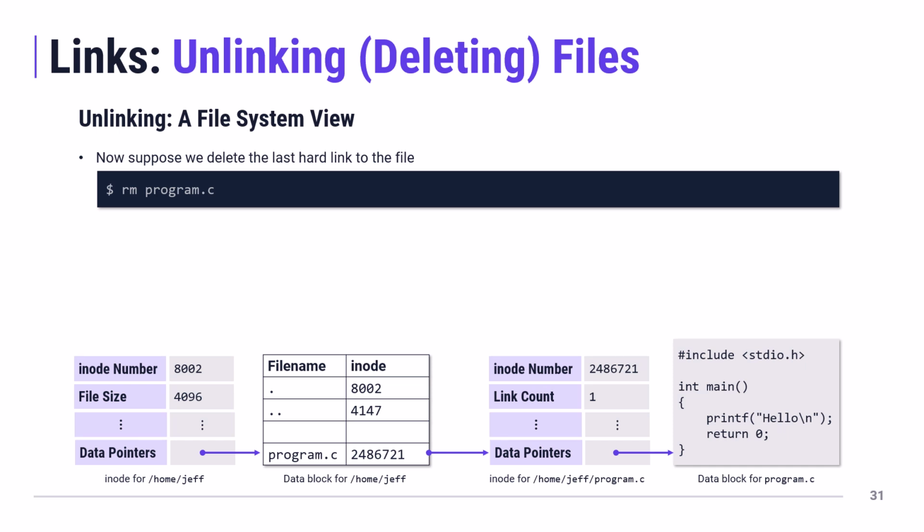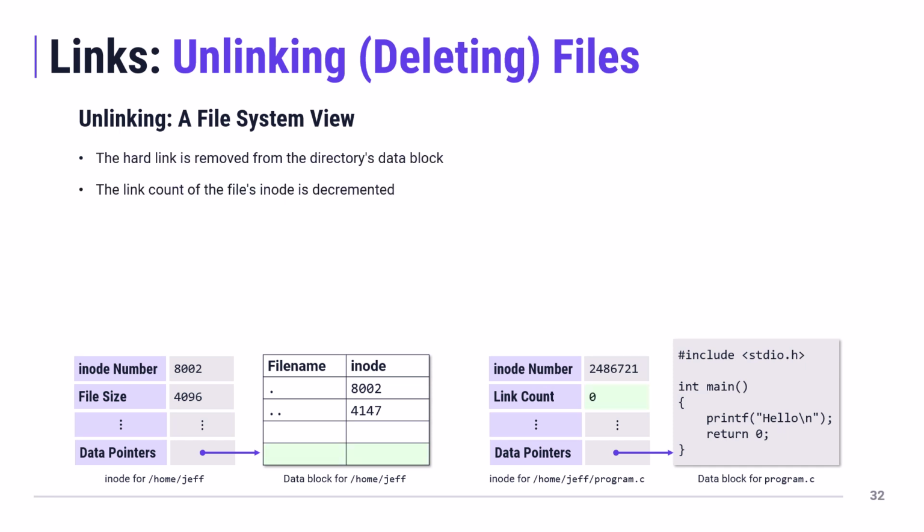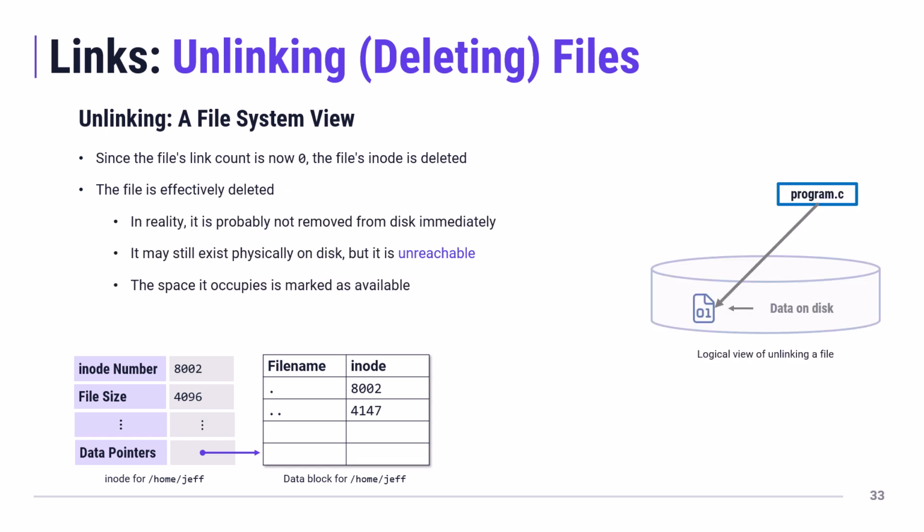Now, suppose we delete the last hard link to the file. So what's going to happen here is, again, the directory file gets updated, so it removes that link from there. It updates the inode for the file. The link count is now updated to 0. We have no more links left to that file. And so because the file's link count is now 0, it deletes the file's inode, and so the file is effectively deleted. In reality, on disk, the file is probably still there.